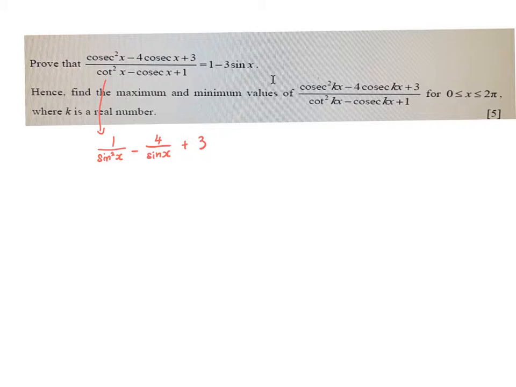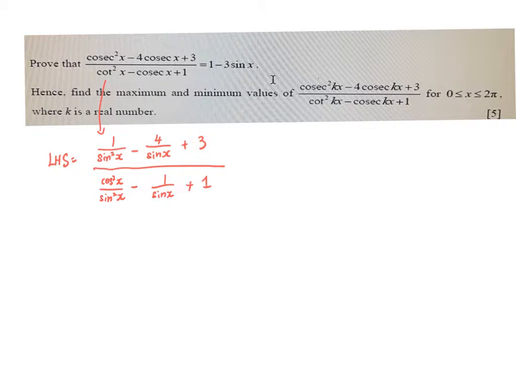The denominator will be cosine square over sine square minus 1 over sine x plus 1. Okay, so I'm starting with the left hand side.